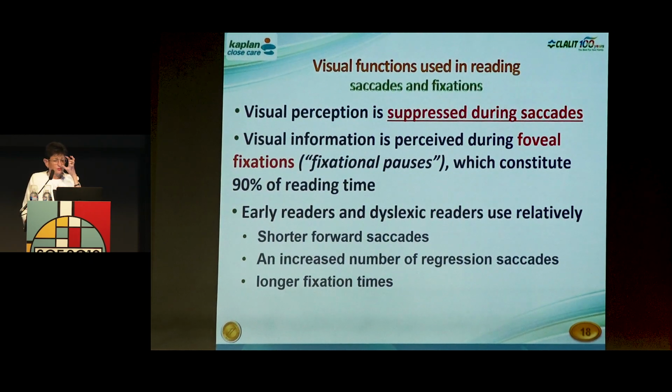Visual perception is suppressed during the saccades, and the information is perceived during the foveal fixation, or what is called in the papers fixational pauses, which consist of about 90% of the reading time. Which means the saccade is short, we stop, we see the word, we move to the other word. So saccadic eye movement is very important for reading. However, early readers and dyslexic readers use relatively shorter forward saccades, an increased number of regression saccades, and longer fixation time.